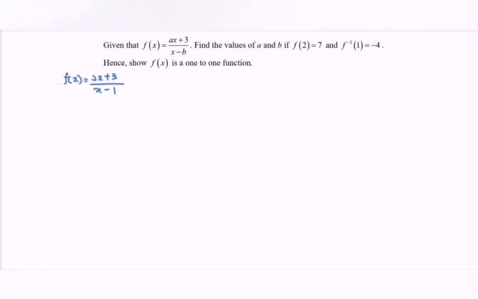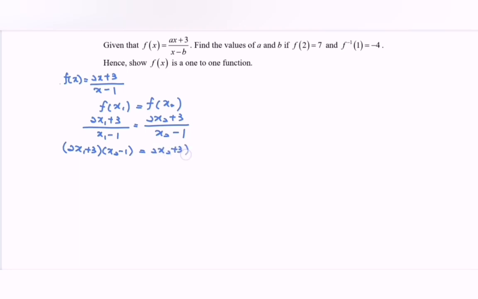Hence, show that f(x) is a one-to-one function. So f(x1) equals f(x2). Kindly substitute (2x1 plus 3) over (x1 minus 1) equals (2x2 plus 3) over (x2 minus 1). So kindly cross multiply: (2x1 plus 3)(x2 minus 1) equals (2x2 plus 3)(x1 minus 1). To kindly expand, we have 2x1x2 minus 2x1 plus 3x2 minus 3 equals 2x1x2 minus 2x2 plus 3x1 minus 3.